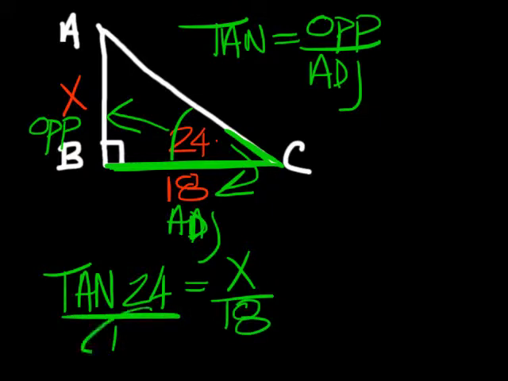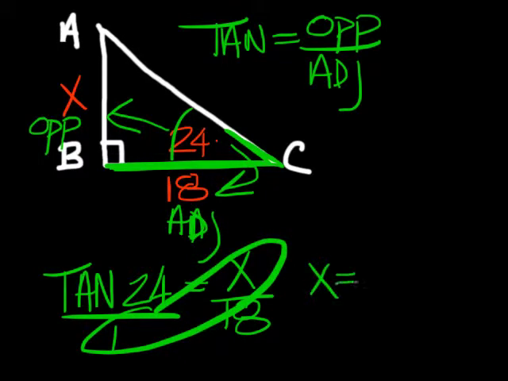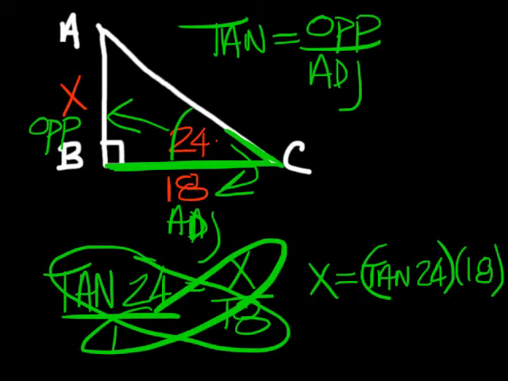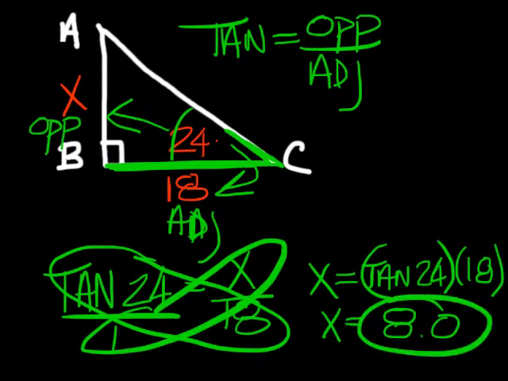Cross multiply to get x equals tangent 24 times 18. And plug in tangent 24 into the calculator. It should be 0.4452, and then multiply it by 18. Round your answer to the nearest tenth. So x would equal 8.0.